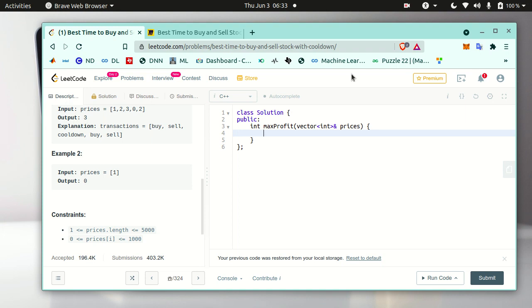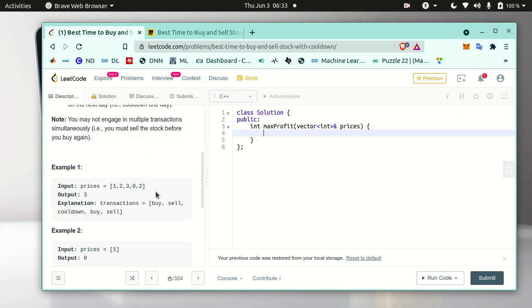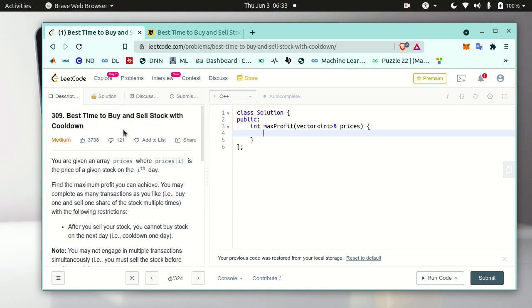Hey, so in this video we are trying to take on this problem called best time to buy and sell stock with cooldown. For the previous few videos we have been getting into this kind of problem where we have to buy and sell stocks and collect profits. This series of problems is really interesting, so I am trying to get as far as I can.